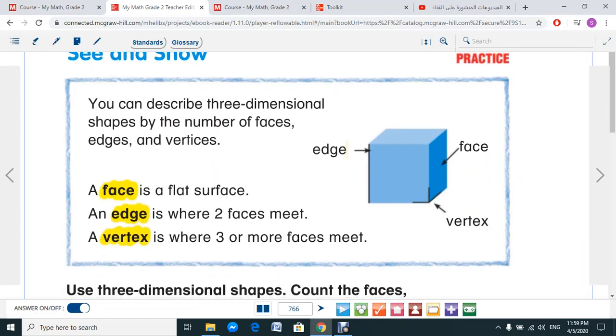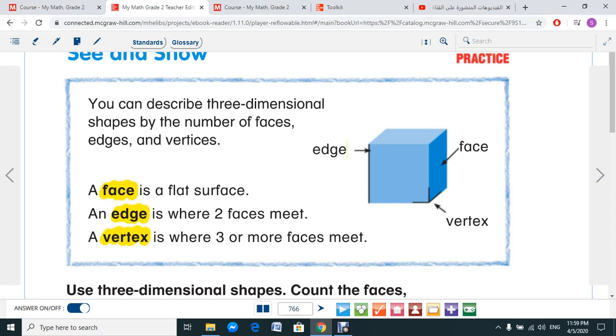You can describe three-dimensional shapes by the number of faces, edges, and vertices. This is the edge, as we saw in the video. This is the vertex. Okay, vertex is the singular of vertices, which is the plural. Okay, and this is the face. This is a face, this is a face, up face, down face, okay?